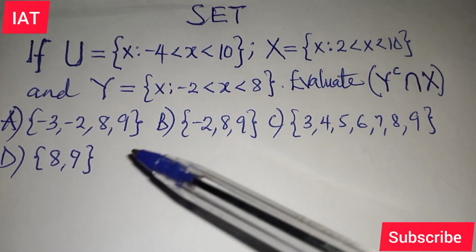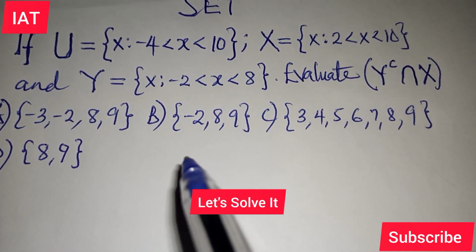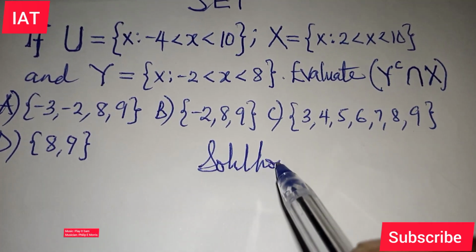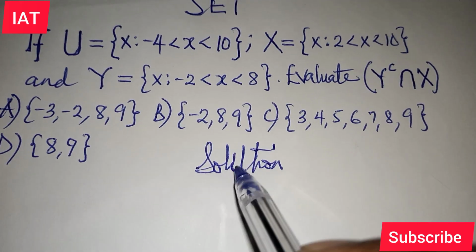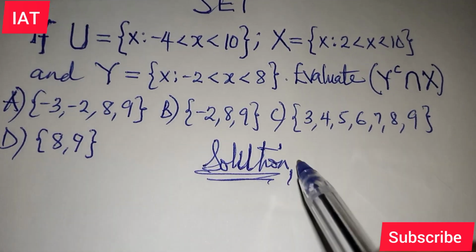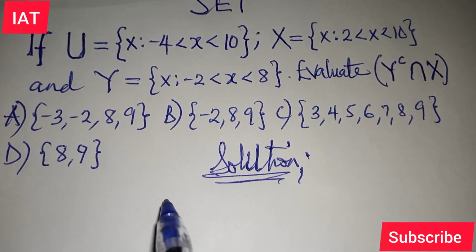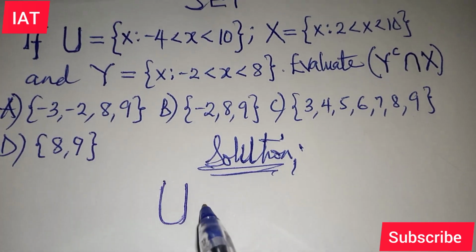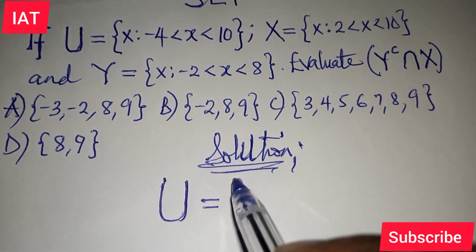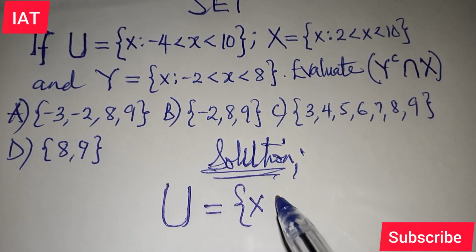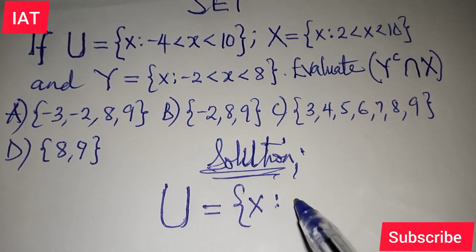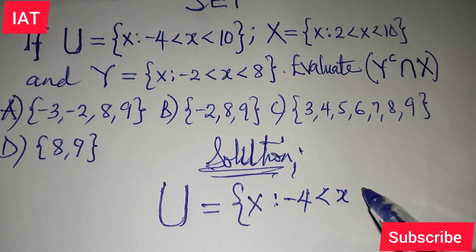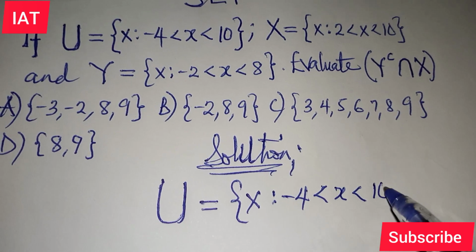All right, so these are the options. So what do we need to do first? Let's see the solution to this problem. This is the solution. The first thing we need to point out is that the universal set is given as x such that -4 is less than x and x is less than 10.